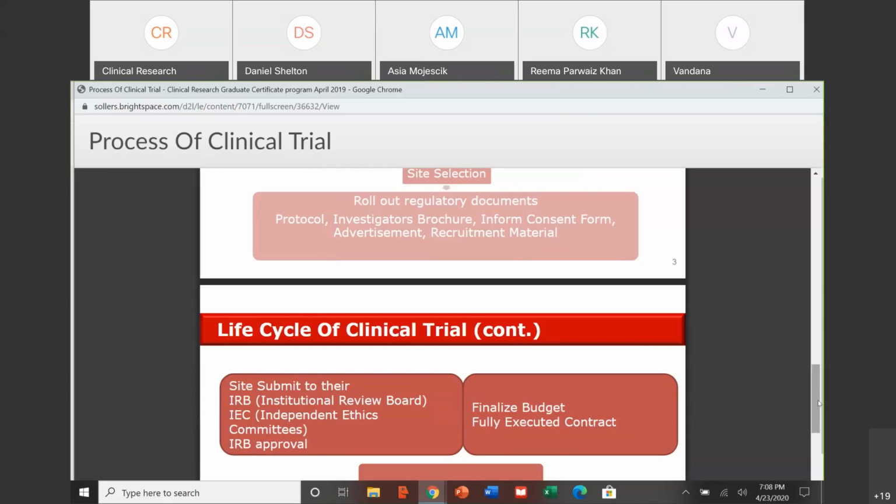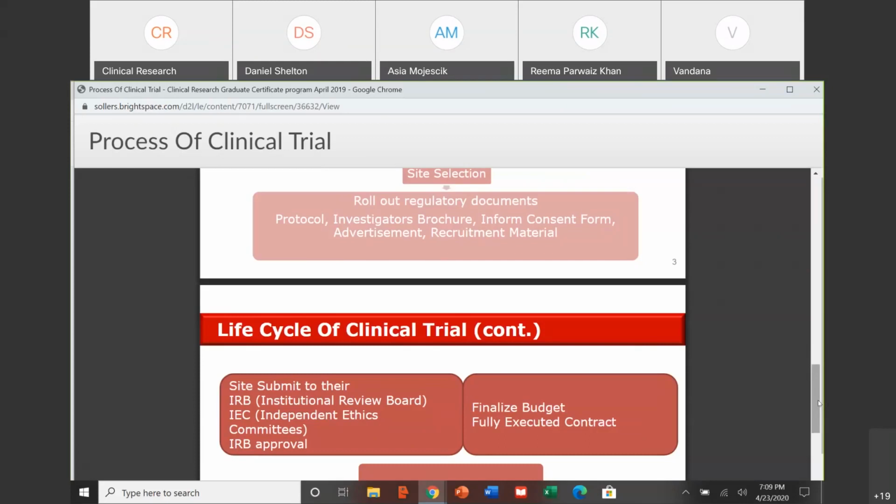So in order for them to submit to their IRB, they need some documents to submit, right? That's where these regulatory documents come in handy. Protocol is an extensive scientific document, which we call the operating manual of a clinical trial. It's like the Bible of a clinical trial. If you want to know any details about the clinical trial, what document do you refer to? Protocol. It tells you how to select the patients, how to conduct the study, how to capture the data, how to analyze the data, how to report the data.